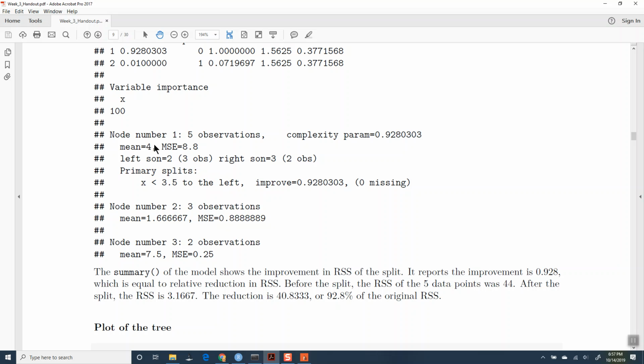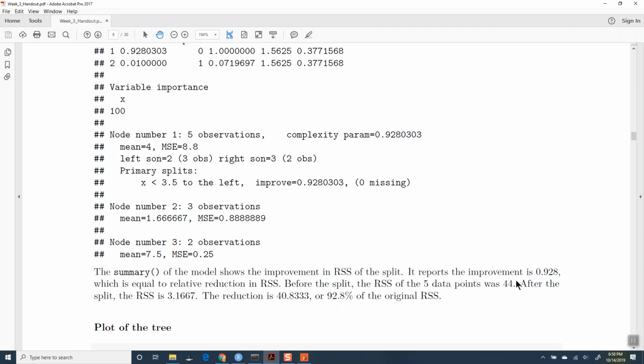Okay, so anyway, our total RSS was 44, and if you do 44 divided by 5, you get 8.8. So it's saying the mean squared error is 8.8 here. Let's talk about where this improvement comes from, this 0.928, which incidentally is also this complexity parameter here. They're very much related. It says the improvement is 0.928, which is equal to the relative reduction in RSS. So before, when we had the 5 data points, our RSS was 44.